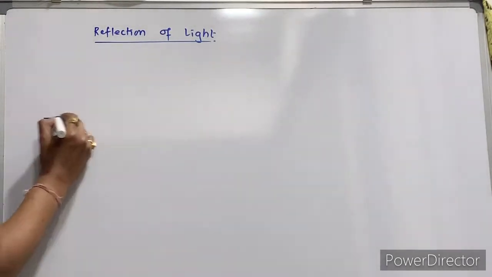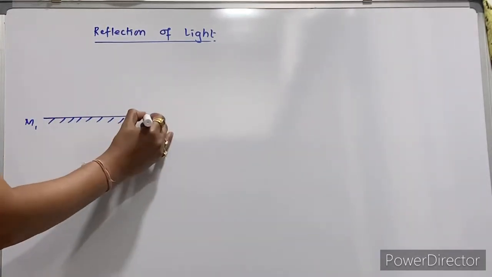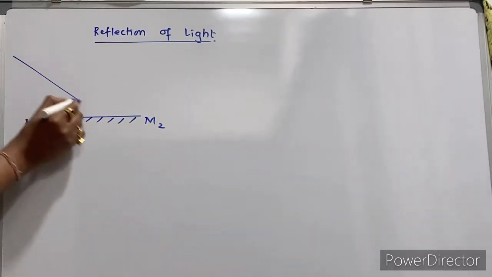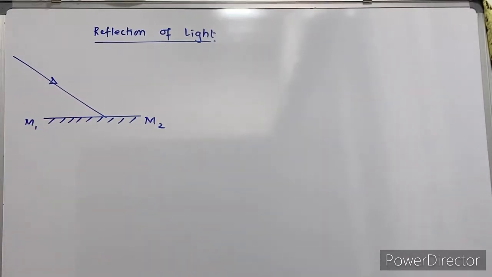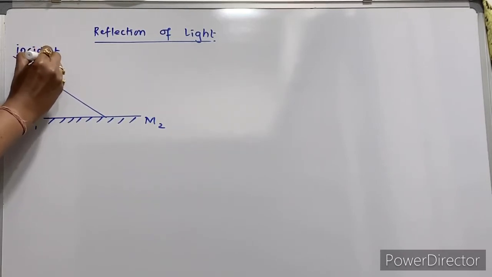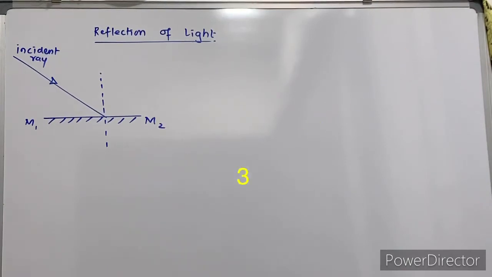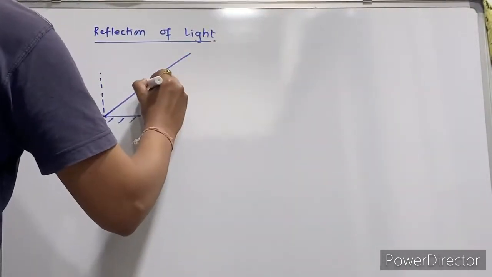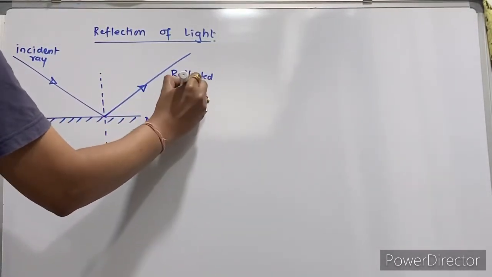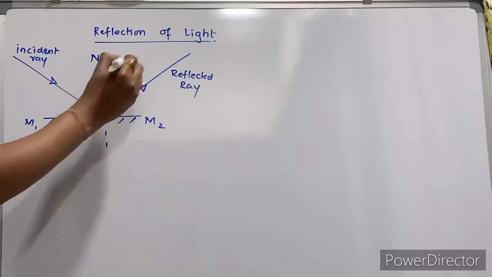So first we'll take this, my plane mirror, say M1 M2 is my plane mirror. On this plane mirror, this is my incident ray, incident obliquely. Now here a normal is drawn. Then this light gets reflected back over here. This is the reflected ray. This is the normal. This is what a normal is.